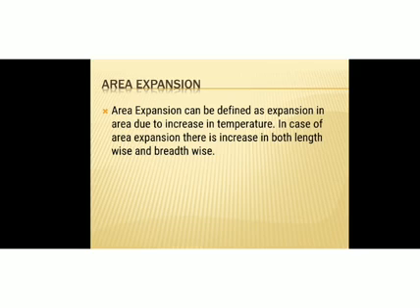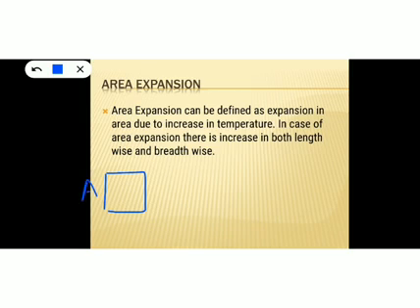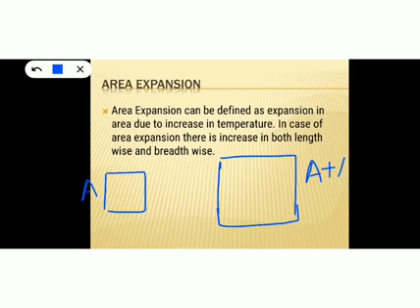Now, another category of thermal expansion is area expansion. From the name itself you can guess, area expansion means there will be an increase in area. Suppose this is the initial size of the object, and when this object having area A is heated, the area of the object increases. Now let the object look like this. Here the area of the object has increased by delta A. So the new area of the object is A plus delta A.